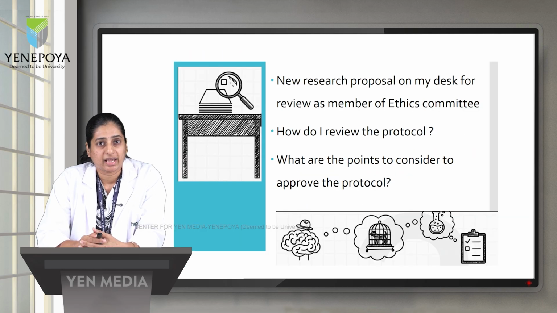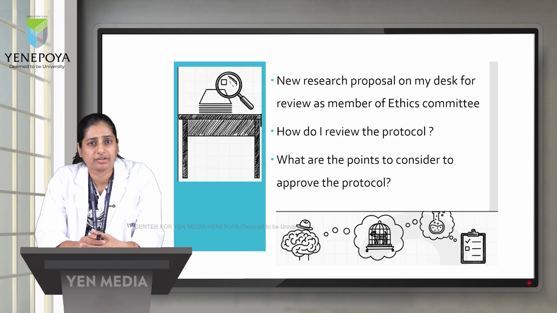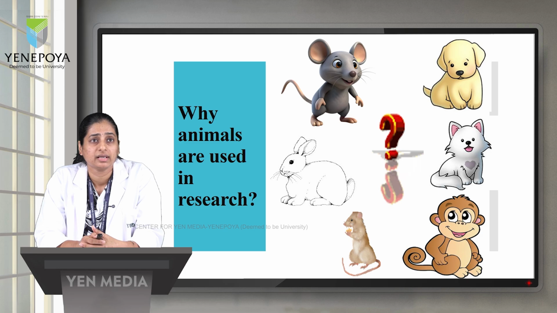Let's imagine a scenario. As a member secretary or member of an animal ethics committee, I receive a new research proposal. How do I review the protocol? What are the points to consider to approve the protocol? So what comes to my mind first? First, animal research. Is it really necessary here?